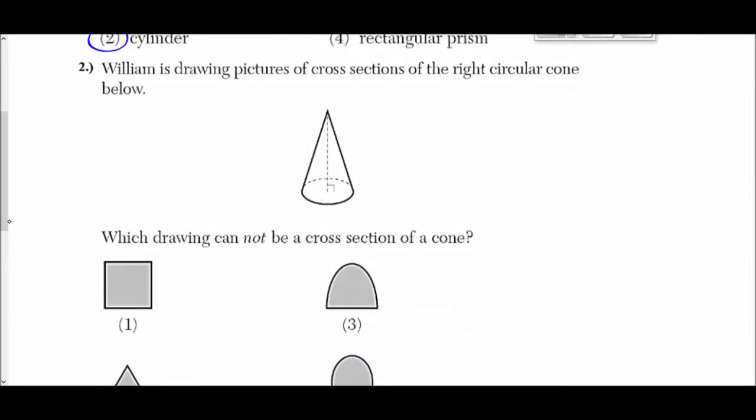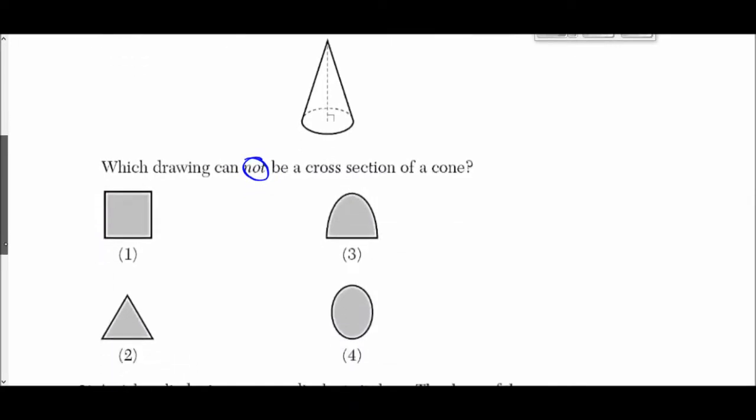William is drawing pictures of cross sections of the right circular cone, asking which cannot be a cross section of a cone. Well, we know there's 4 main ones that are studied, and of course we also know a triangle can be added to that. So this one would be the parabola. We know that's one of the conic sections. That's the ellipse. We know a triangle can come from it. So the only one you can't get from a cone is a square.